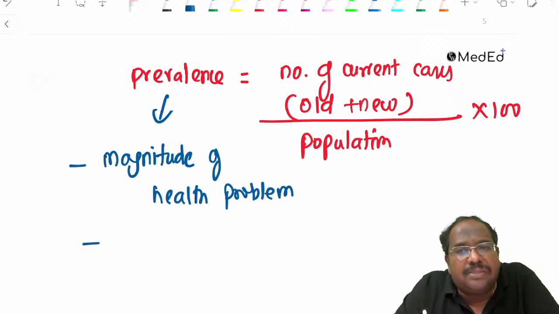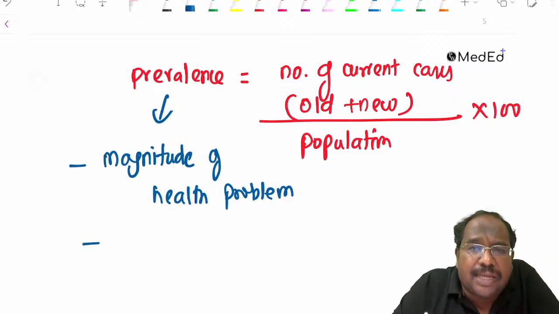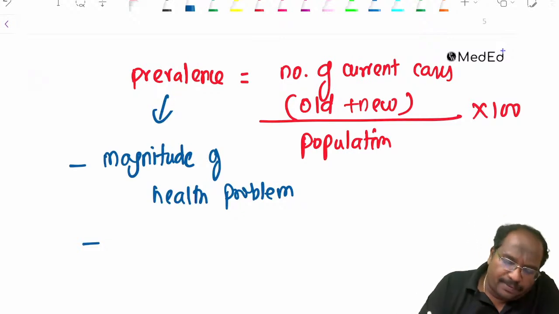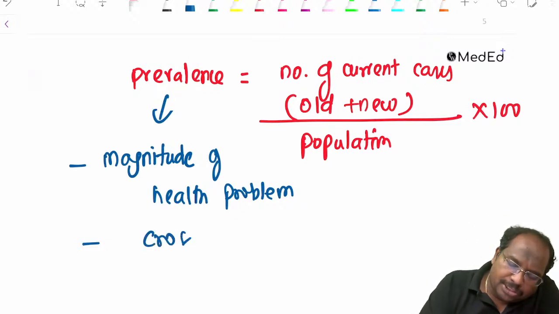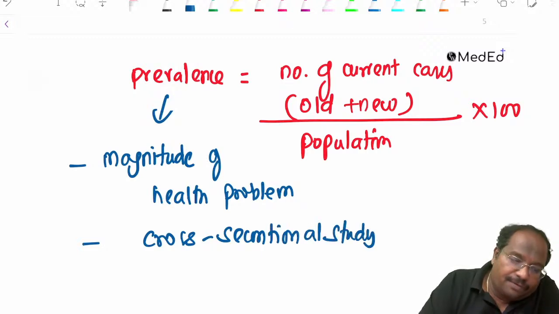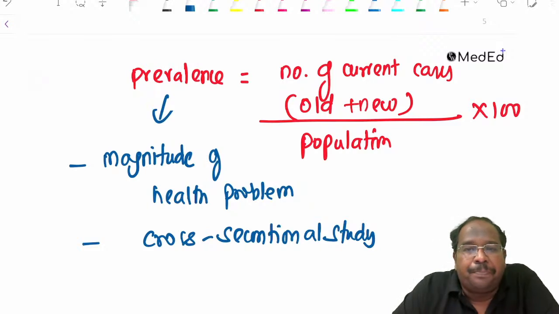Second, which study will give you prevalence? Can you answer? Excellent. Cross-sectional study. A cross-sectional study will give you prevalence. Right. Now we'll go back to the question.